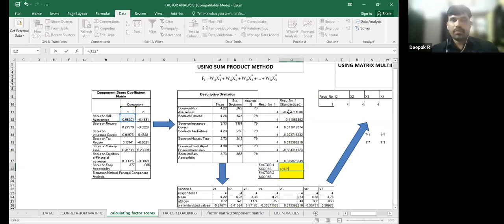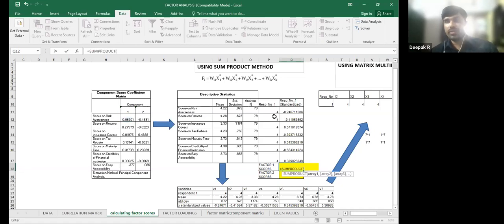So this is multiplied with the standardized value, plus I should consider the second weight into the standardized value for the second question response of the first respondent. Now this I need to go on doing in the same way. So instead of that, what I can do is use the SUMPRODUCT function.